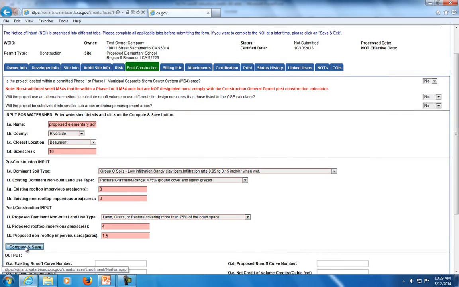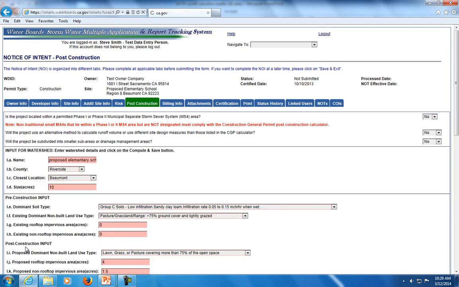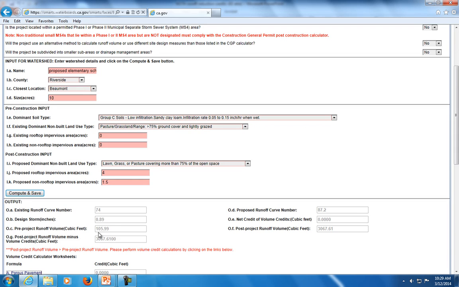And then you're going to hit this compute and save button. And so what it's doing is it's generating the runoff that comes off that site pre-project and then post-project. So if you look under this output section here, existing runoff curve number. So the runoff curve number is a combination of 3 things. It's looking at the hydrologic soil group, which is the A, B, C, or D, which is specified up in section 1E up here. It's also looking at the land cover, and it's also looking at what's called the hydrologic condition, which is not specified in this, but that's really looking at how readily runoff comes off the site.